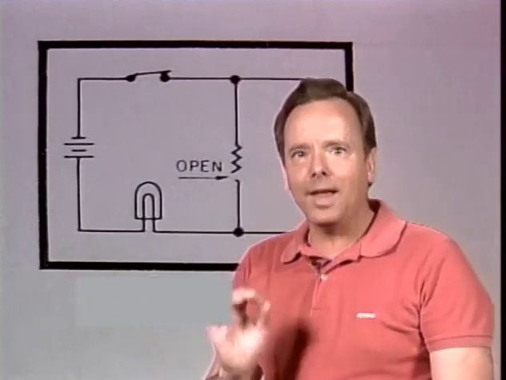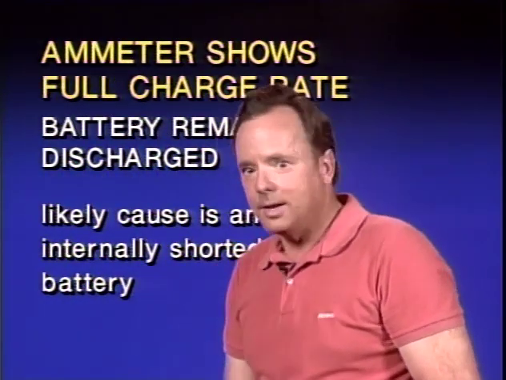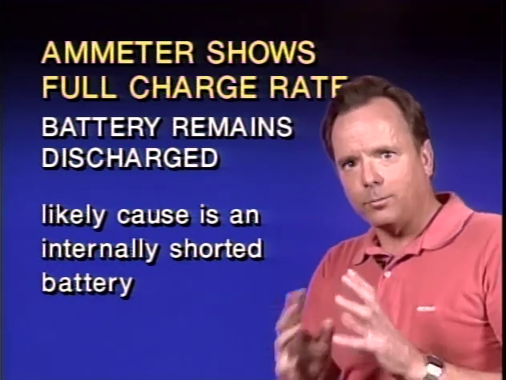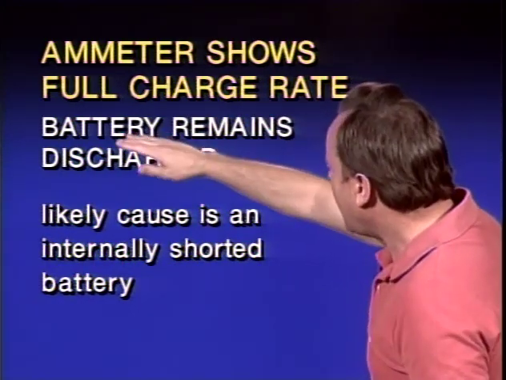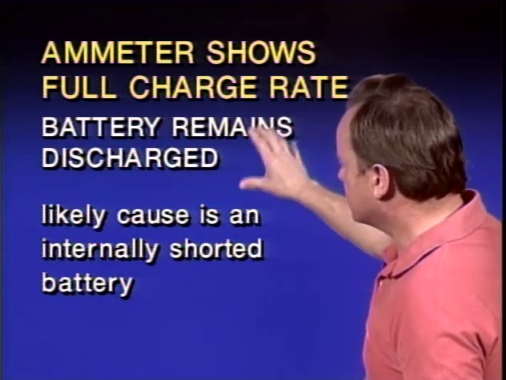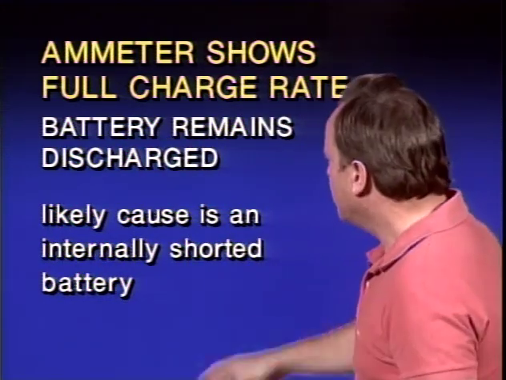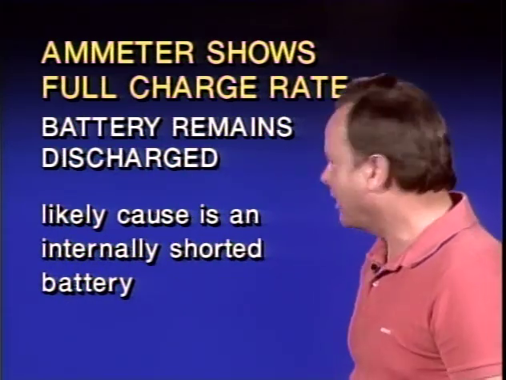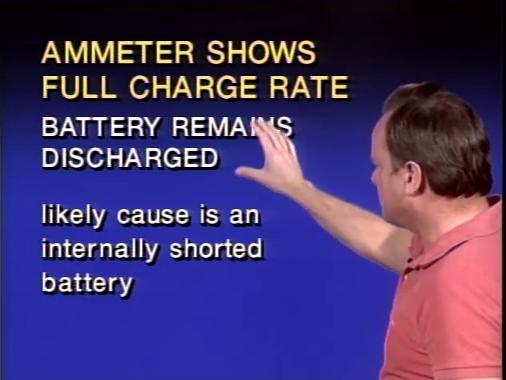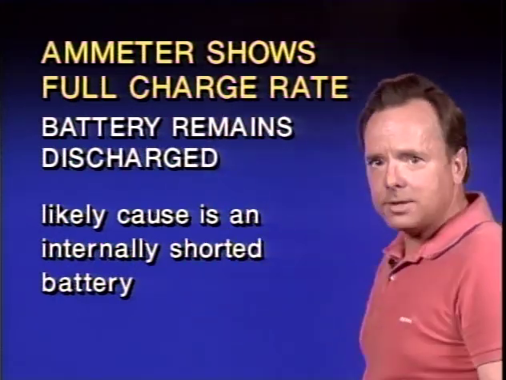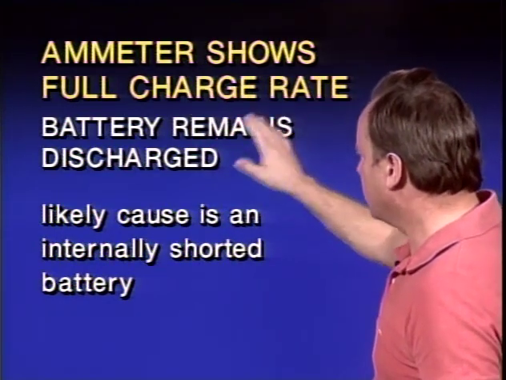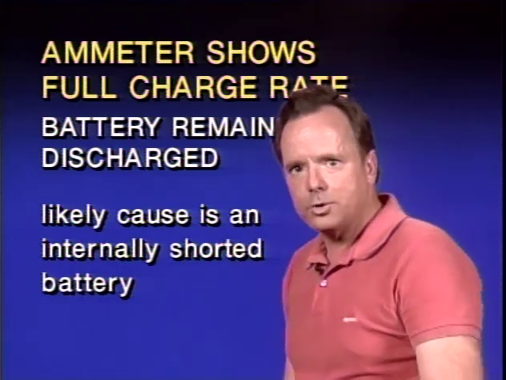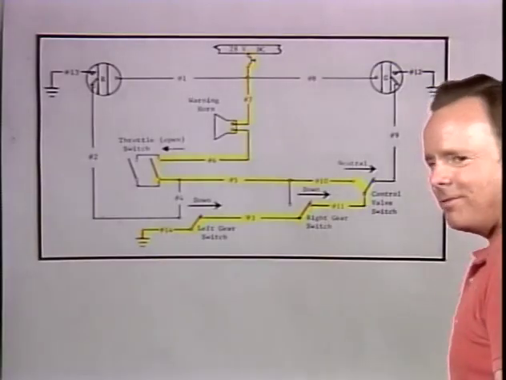All right, let's take a look at 1 ammeter question. And here it is. An ammeter shows a full charge rate, and this is in the aircraft. We're talking about an ammeter in the aircraft. And the battery remains discharged. What's the problem? Well, the most likely cause is an internally shorted battery. The battery itself is shorted out, and no matter how much you charge it, it stays discharged. There's nothing you can do about it. So that's one of the things to check for. If an ammeter in an aircraft shows a full charge rate, but the battery remains discharged, the likely cause is an internally shorted battery.